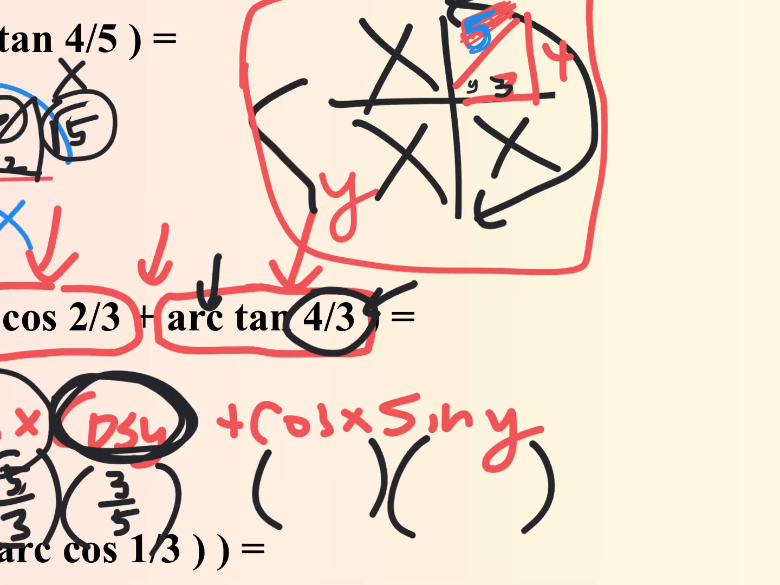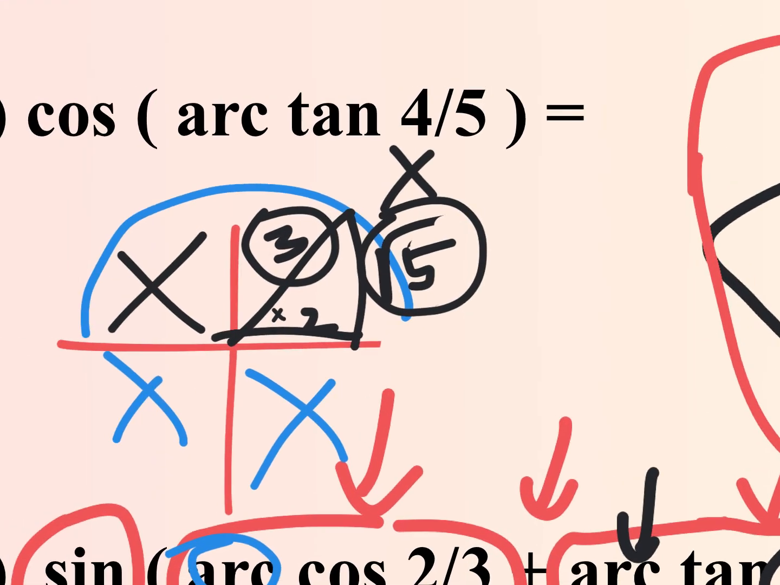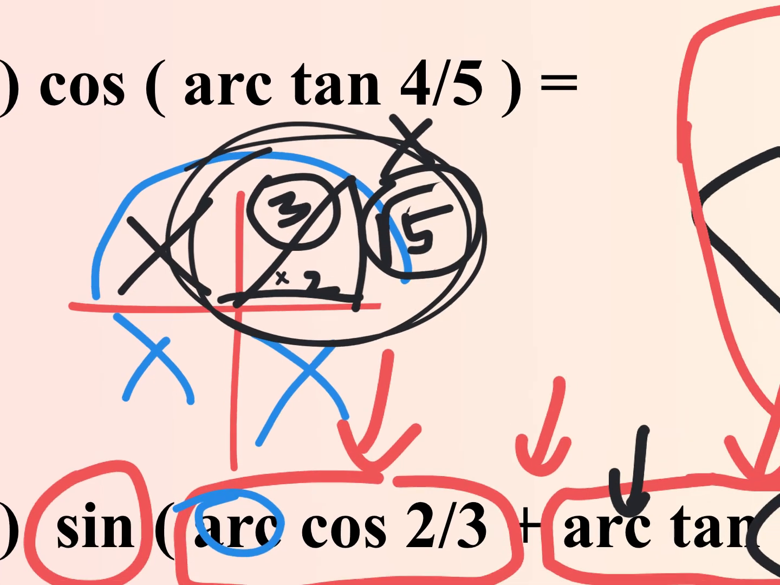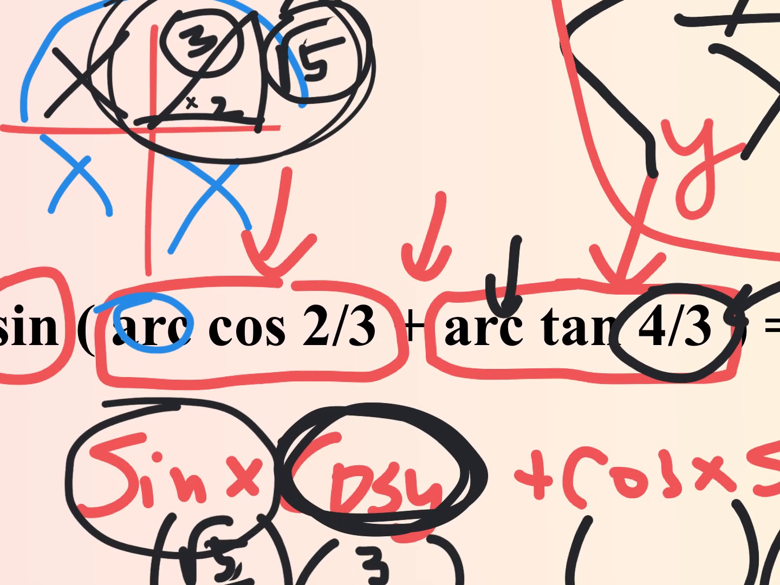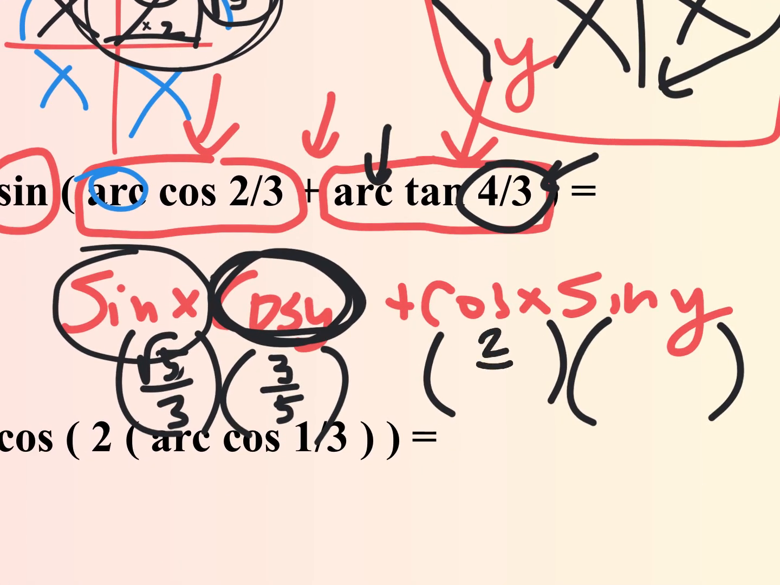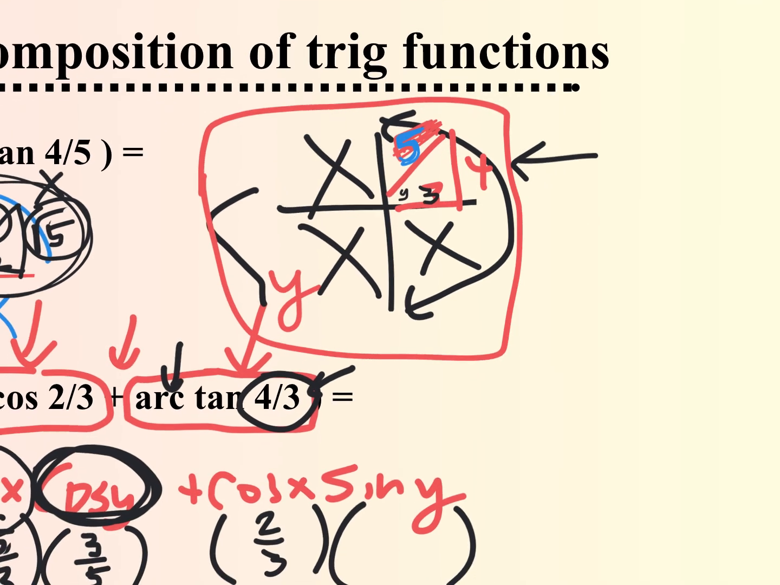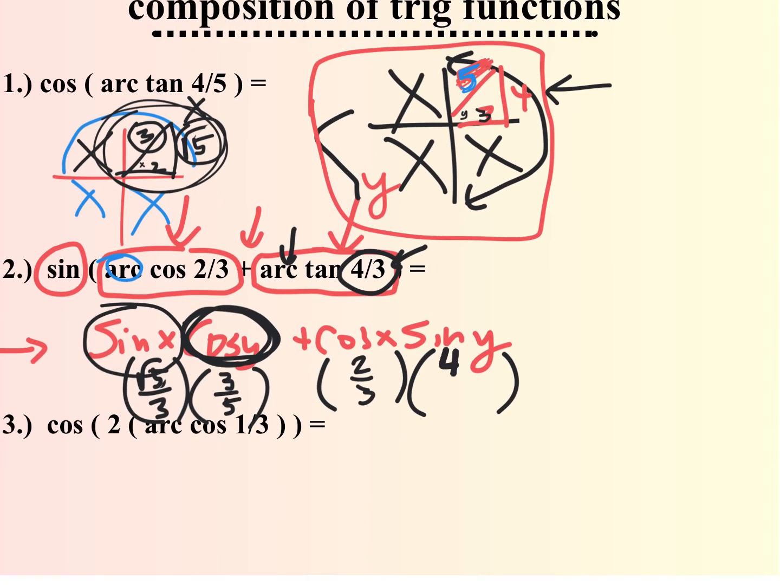And next is cosine of x. I can go back to this triangle where my x is, and cosine in there is adjacent over hypotenuse, so 2 over 3. And last but not least, sine of y. Sine is in this triangle. Sine is opposite over hypotenuse, so 4 over 5.